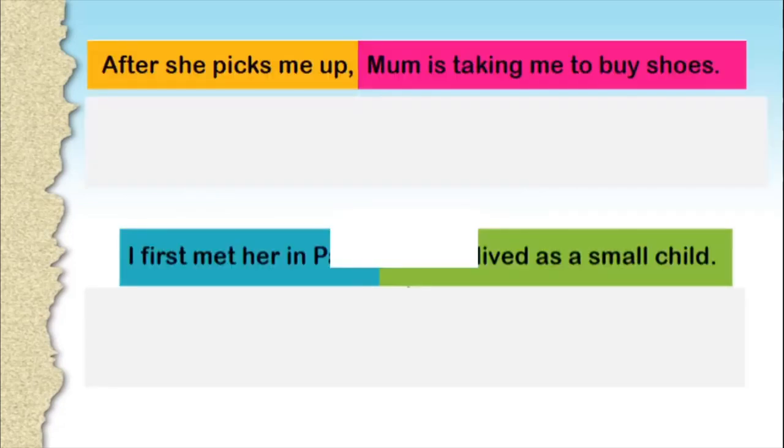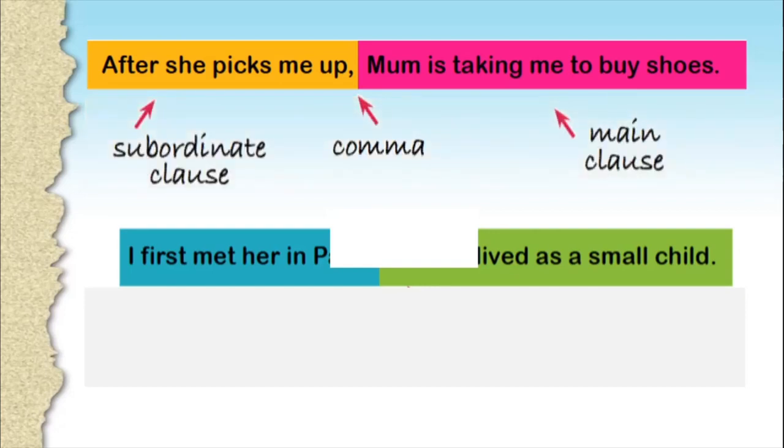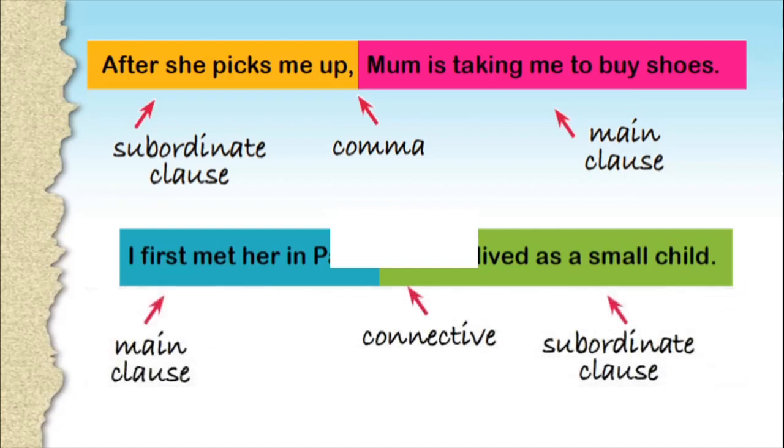Let us look at a few more examples. After she picks me up, Mum is taking me to buy shoes. So now tell me, which part of the sentence makes complete sense? Yes, Mum is taking me to buy shoes makes complete sense. Okay, so the other part, after she picks me up, is the subordinate clause. You will also see that there is a comma which has been used and it sometimes separates the main clause from the subordinate clause.